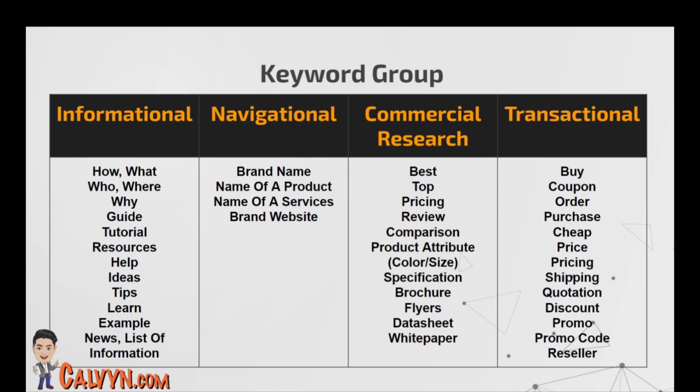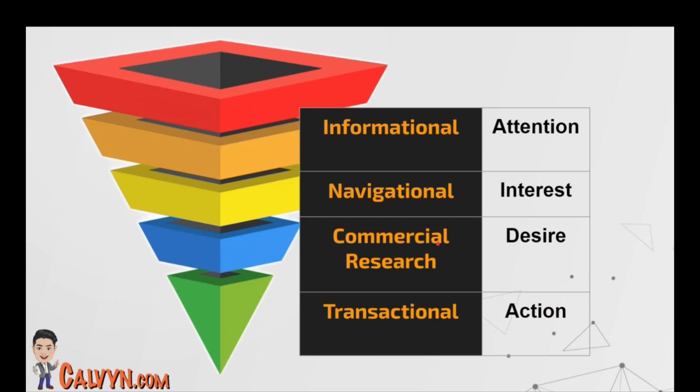So this is what we do, a combination with all these keywords. So we can actually come up with the right keyword for us. Now, when we say informational, navigational, commercial research, as well as transactional, these four are also equivalent to attention, interest, desire, and action. In this section, customers don't know you.